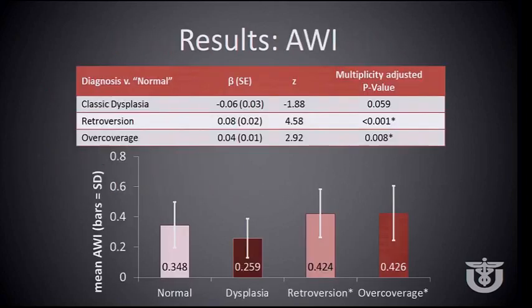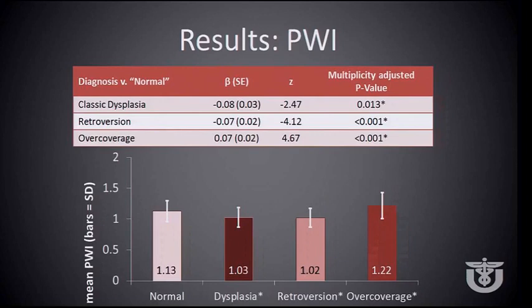Here's looking specifically at the anterior acetabular wall index, and you can see dysplastics had a statistically significant lower value compared to normals, and those subjects with retroversion and overcoverage had a statistically greater amount of coverage at the anterior wall compared to normals and dysplastics. And here's looking at the posterior wall index, graphically very similar. You can see the dysplastics had the lowest value compared to normals, and overcoverage had a greater posterior wall index compared to dysplastics and normal, again, all statistically significant.